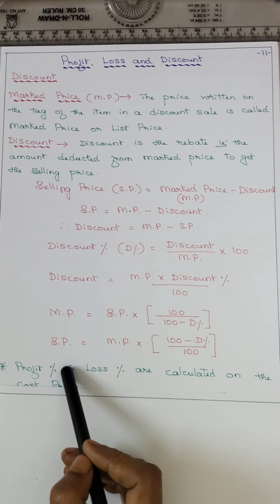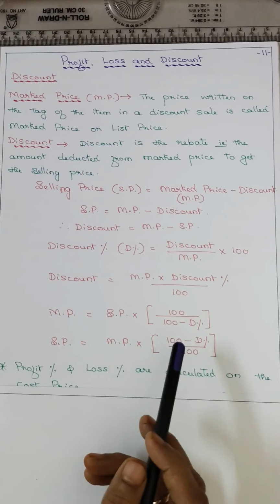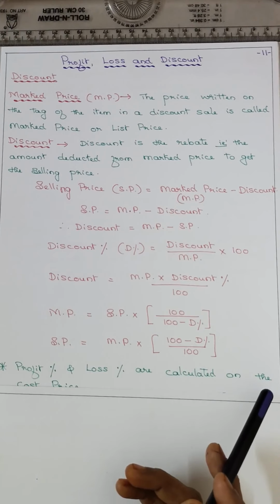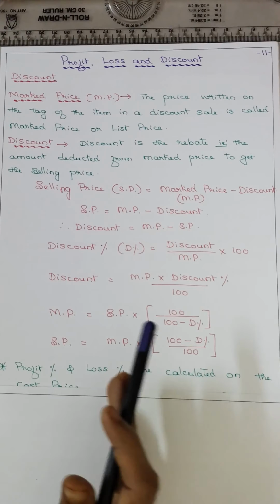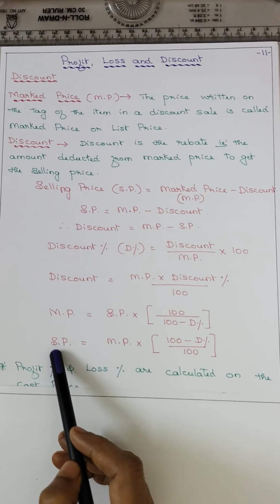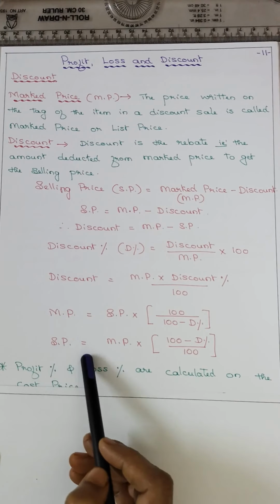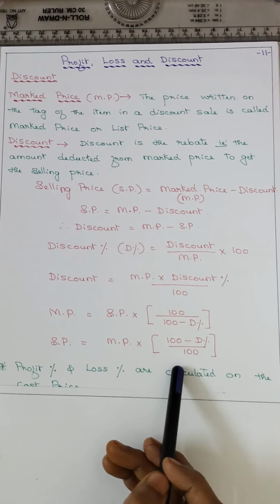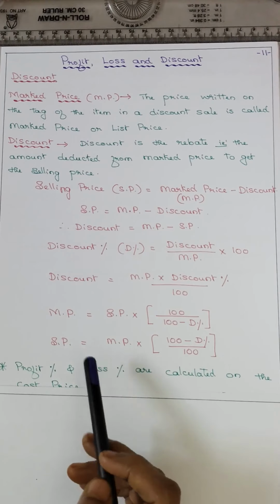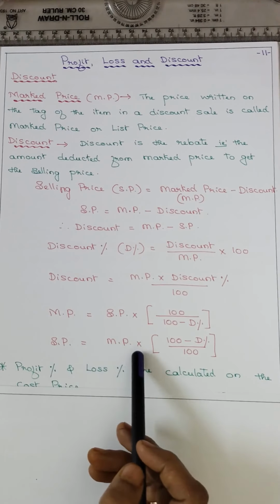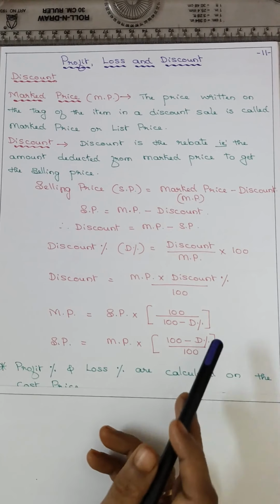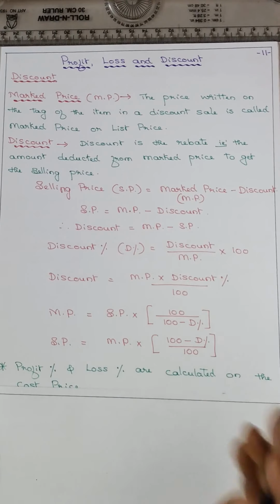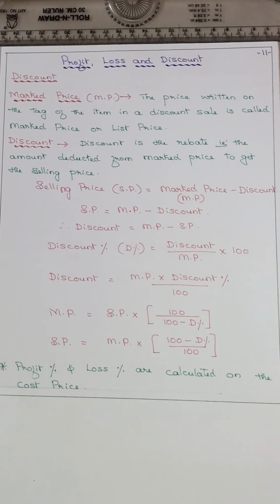And to find out SP, it is MP into 100 minus discount percent upon 100. Here also it is the same way. SP in CP, what you did? SP is equal to CP into 100 minus loss percent upon 100. So same way here, SP is equal to MP into 100 minus discount percent upon 100. So when MP is there, it is always the discount percent. You have to remember this.